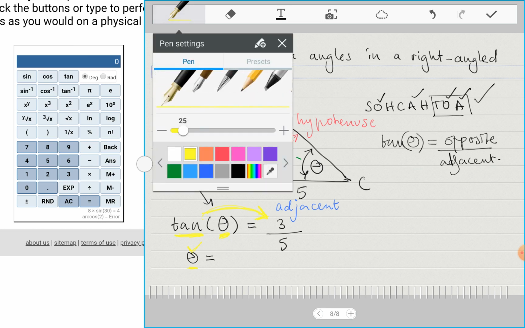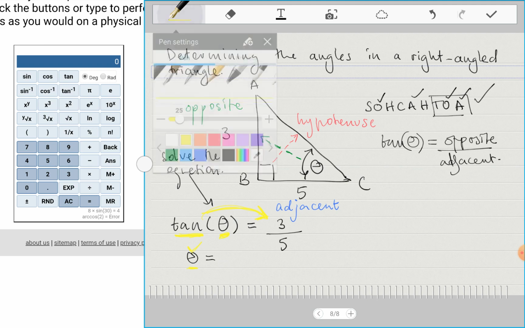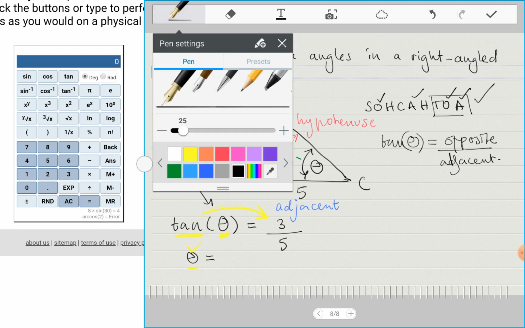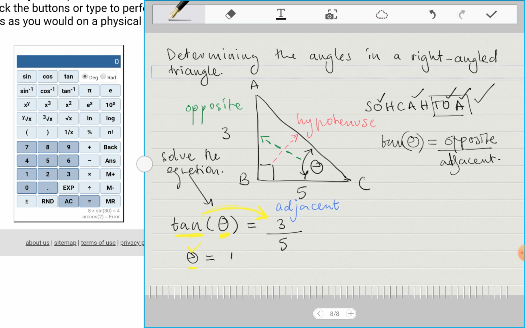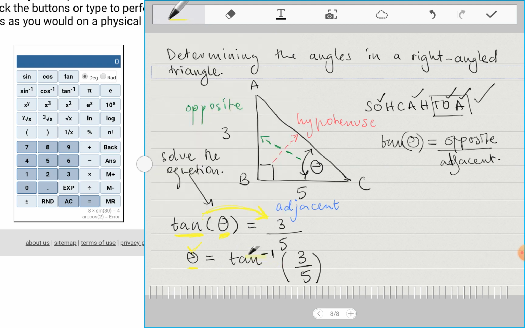The way we do that is by taking the inverse of tan, which would be arctan. So when we take that across, we get arctan, or tan to the power -1, that's the inverse tangent. And then we take that to the ratio of 3/5. So what we're going to do now is plug this into our calculators.